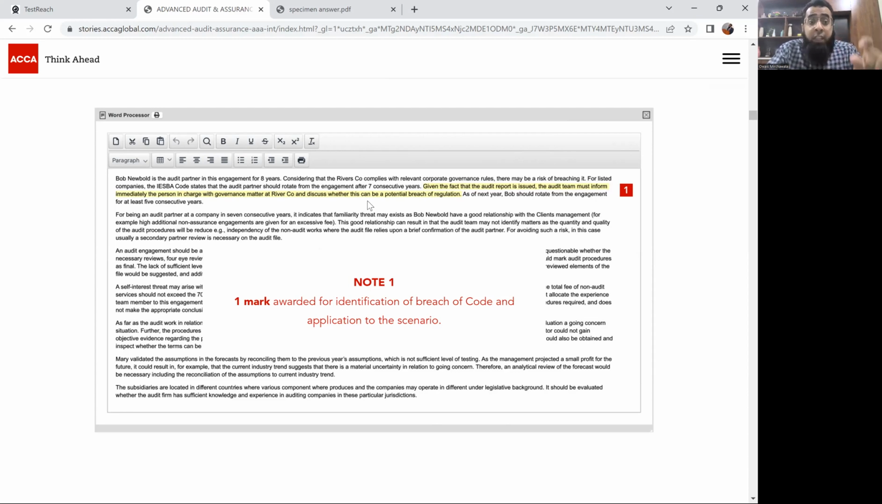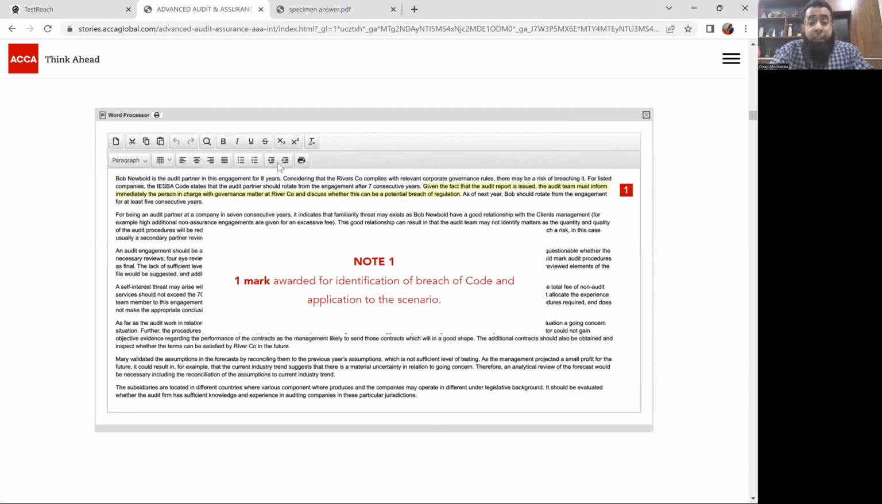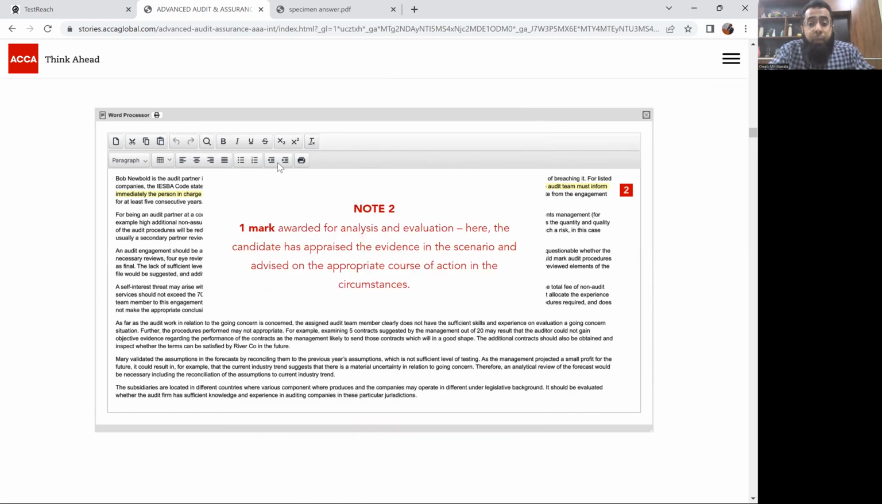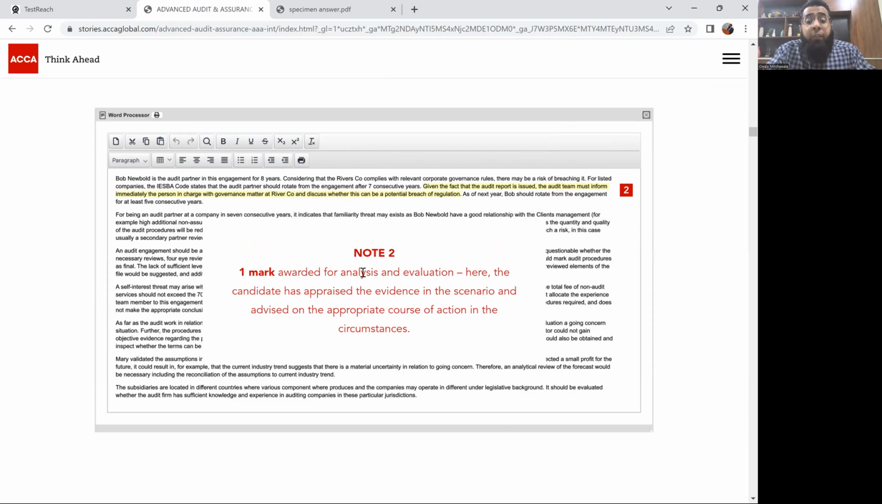Now see, it's not just 1 mark for this paragraph. Look at it. Another mark. Look at note number 2. 1 mark awarded for analysis and evaluation. Here the candidate has appraised the evidence in the scenario and advised on the appropriate course of action in the circumstances. See, you got 1 more professional mark.